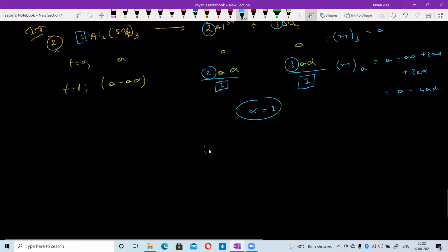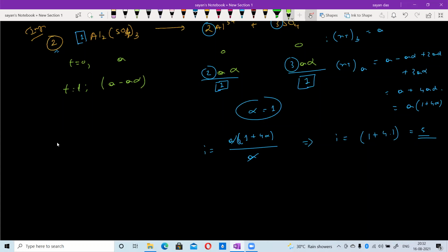Now what will be the i value? I is a into (1 plus 4 alpha) divided by a, that is moles after dissociation by moles before dissociation. Alpha value is 1, so what will be the i value? 1 plus 4 into 1, that is 5. Is it clear? Any doubt regarding this part? Okay, do you have any doubt? This stuff is clear.